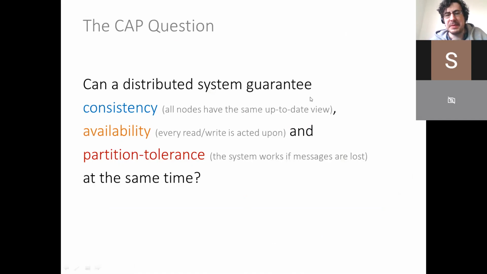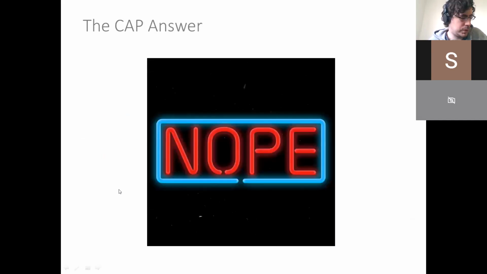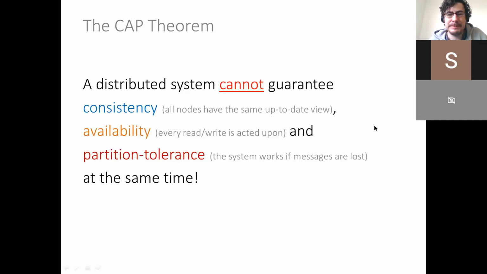So can a distributed system guarantee consistency, availability, and partition tolerance at the same time? This is sort of the question behind CAP. And the answer is, what do you think? Yes or no? So it seems like it's kind of a hopeless case. So the answer is no. Nope. So why is that? Yeah, you have to choose two.